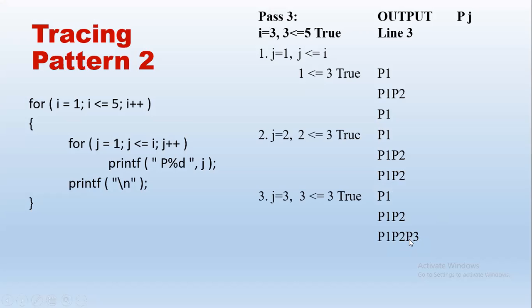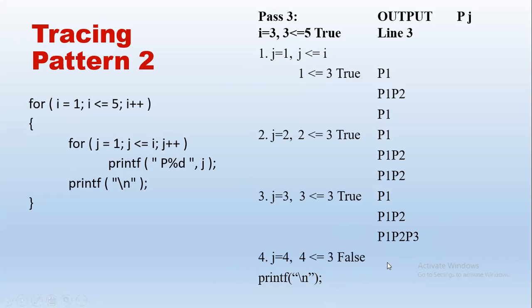Next, j increments to 4. So when we increment, 4 less than equal to i, which is 3, the condition is false. So line 3 completes. Okay. So now we have a \n, so the cursor is in the fourth line.